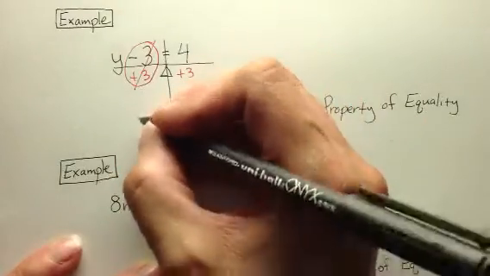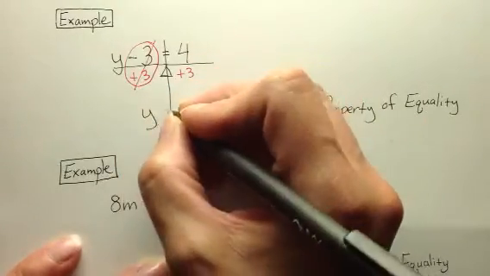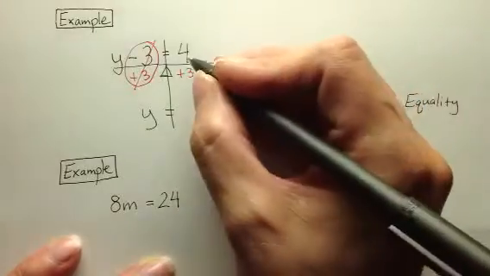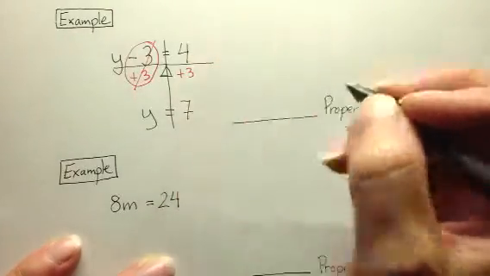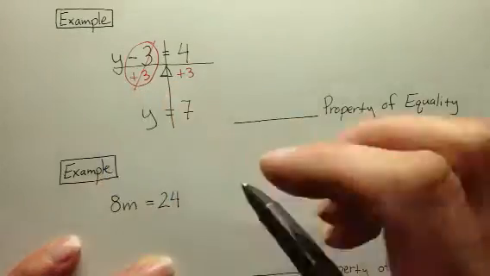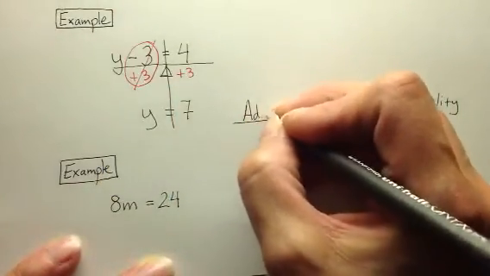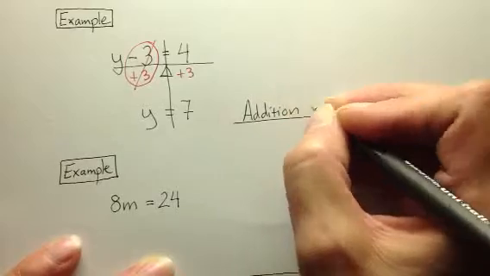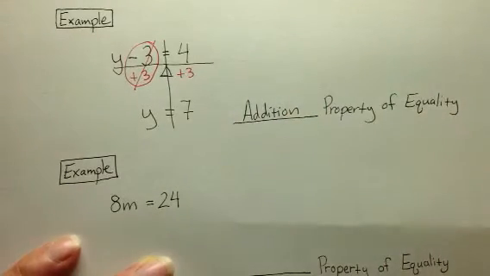Your identity property says that that's just y. So y equals 4 plus 3, 7. Okay, what did I do to both sides of this equation? I added. So I've just used the addition property of equality.